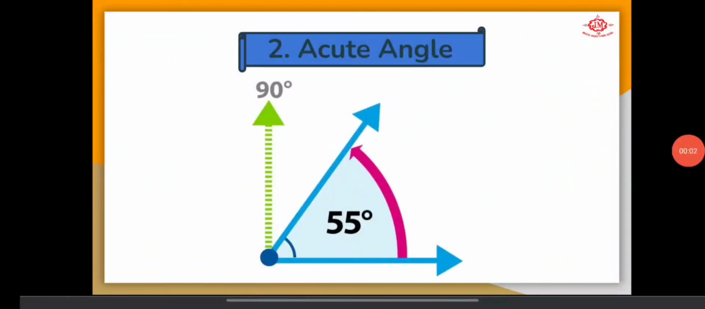What is an acute angle? An acute angle is an angle whose measure is less than 90 degrees. So children, look at the image carefully. We learnt that when an angle measures 90 degrees, it is a right angle. And then when it is less than 90 degrees, that means from 89 to 1 degree, then it is known as an acute angle.